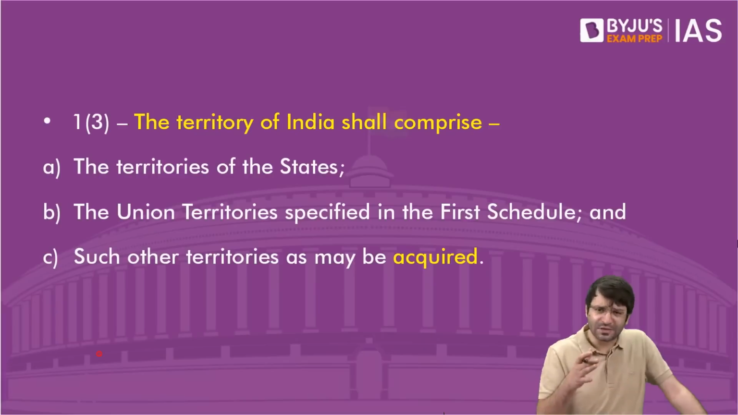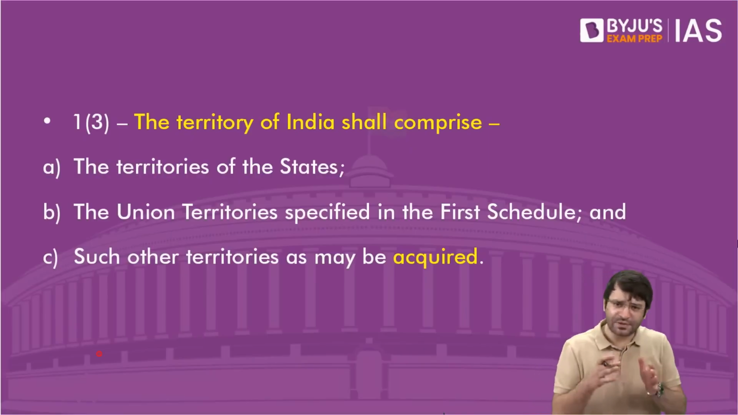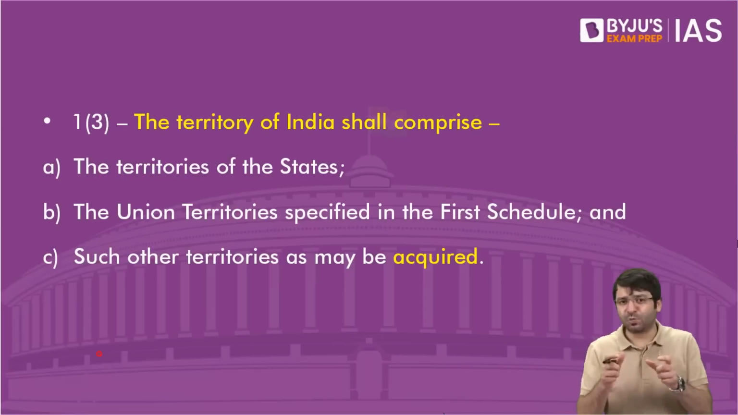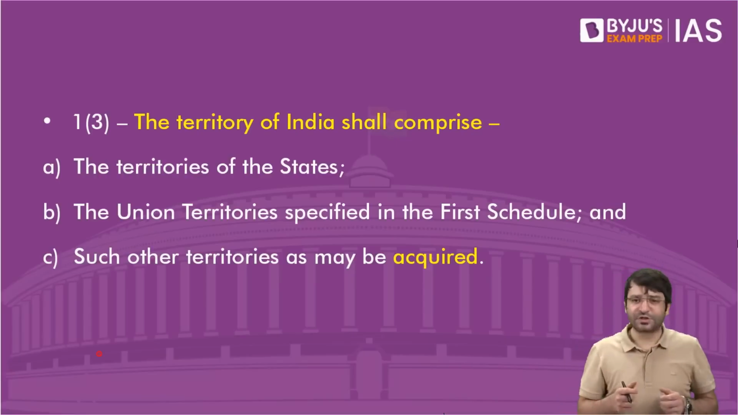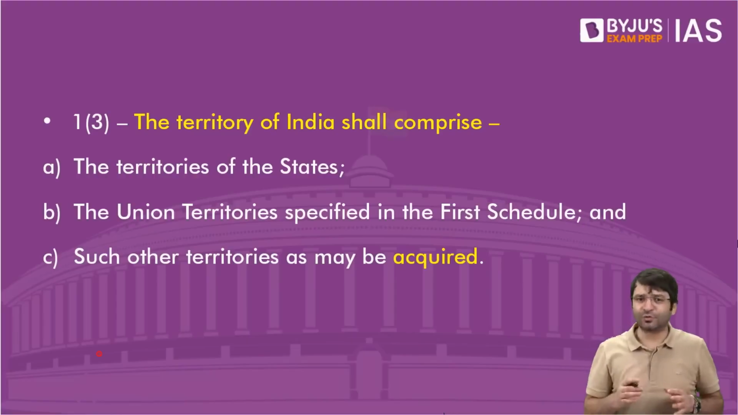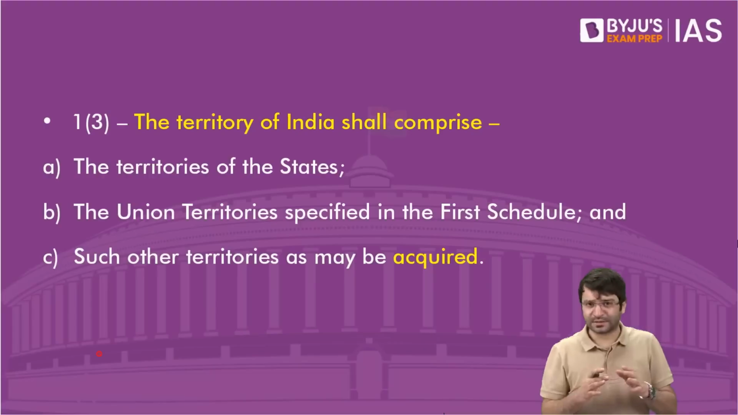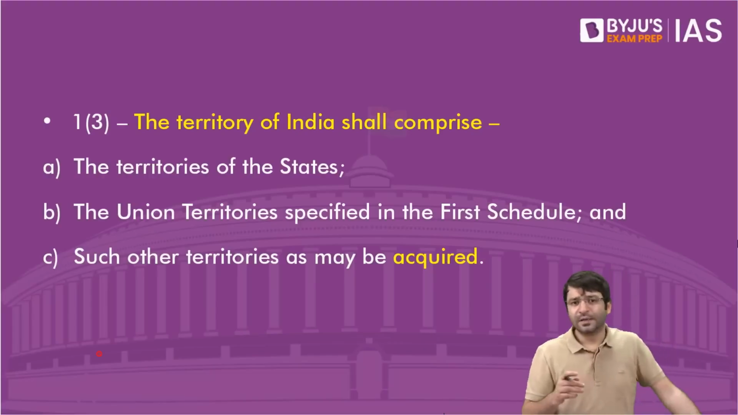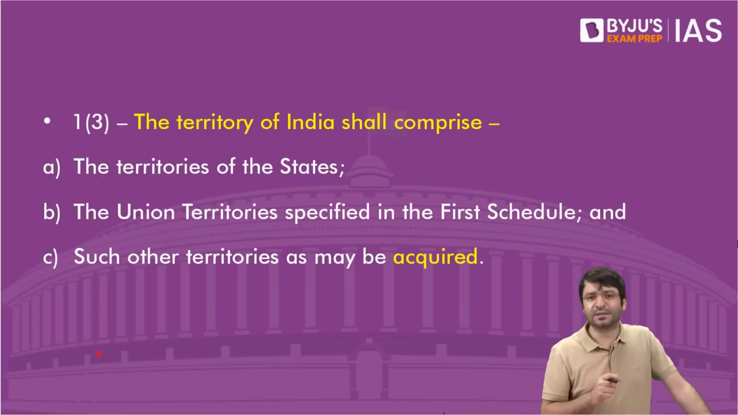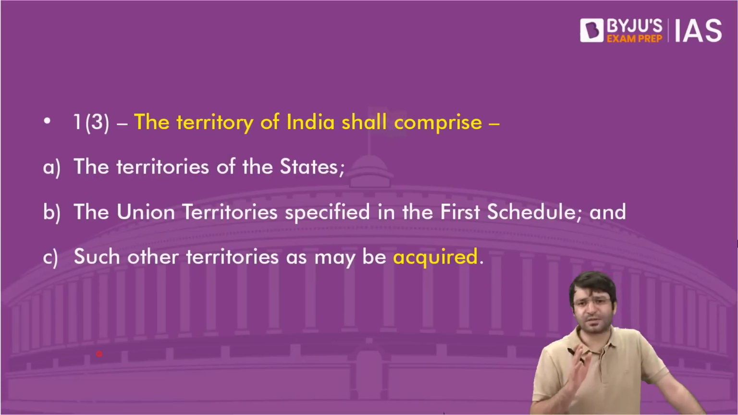Then we discussed whether the preamble is part of the Constitution or not. What is the significance of the preamble? Some quick points related to the preamble which can be relevant for the prelims examination. And we jumped then to part 1 of the Constitution, which deals with the union and its territory. There I told you that we have to discuss 4 articles, Article 1 to 4. But you don't have to remember article numbers, just understand the concept.